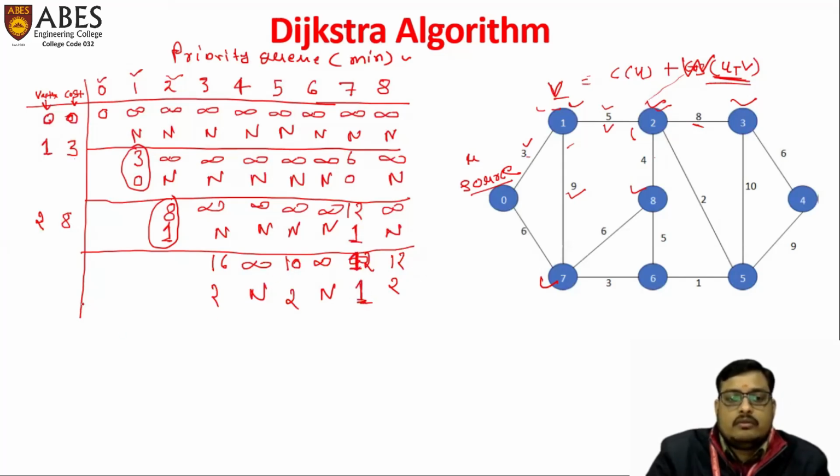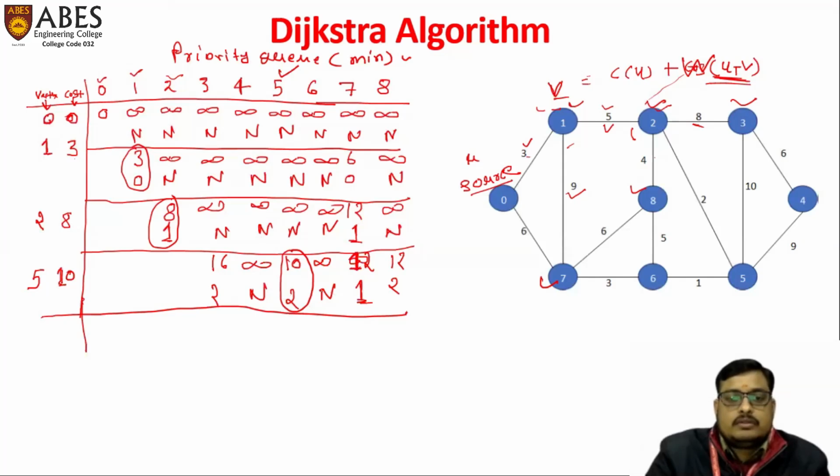Now we'll extract min from this. So the minimum cost is 10, of the vertex 5. So we'll just select 5. We'll write 5 here, so 2 to 5, and the cost is 10.